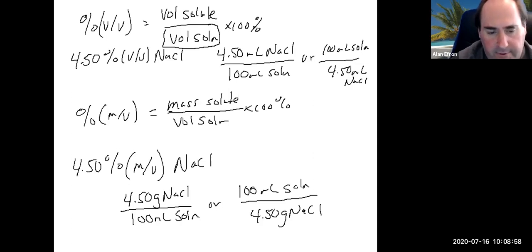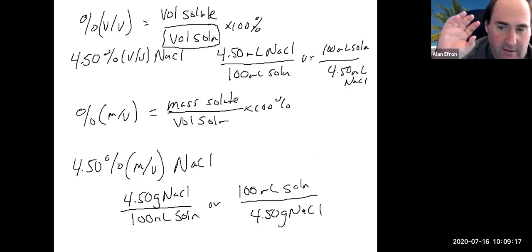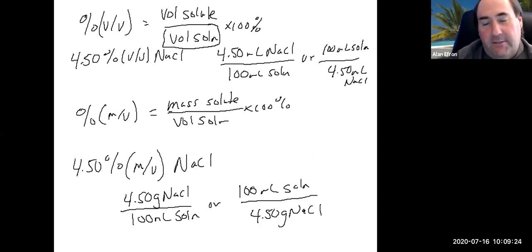So percent mass to mass, or mass to mass percent, volume to volume percent, and mass to volume percent. These are very common units of concentration that are used as well. Again, usually not anywhere near how molarity is used. That is for sure the most common unit of concentration, but these are also very acceptable units that are used as well.